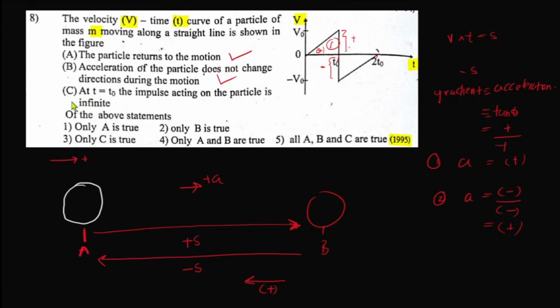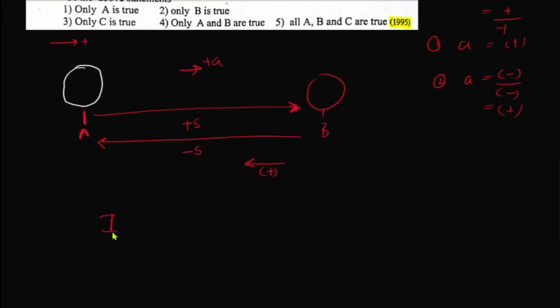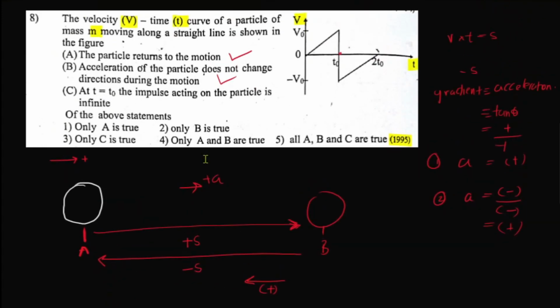Let us check at t equal to t naught. They are saying at t equal to t naught, the impulse acting on the particle is infinite. At t equal to t naught, what is impulse? Impulse means the change in momentum, mv minus mu, that is impulse, F into t. So the initial momentum was mv naught, for the particle of mass m.